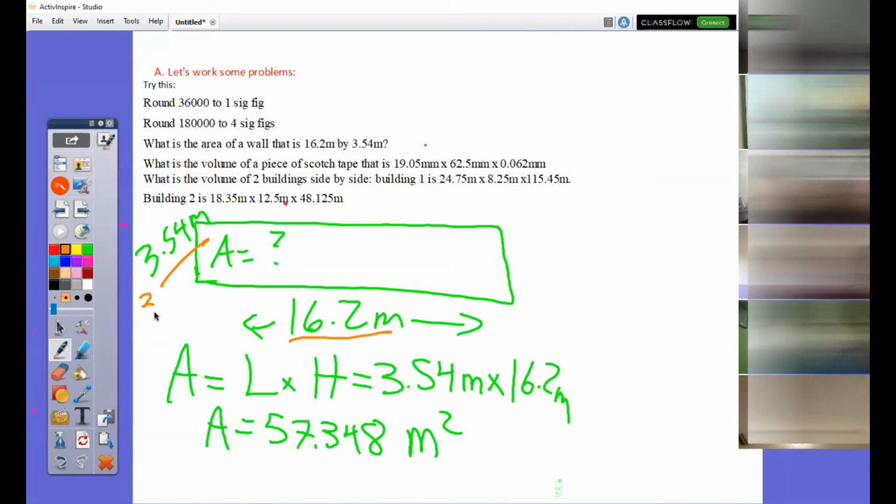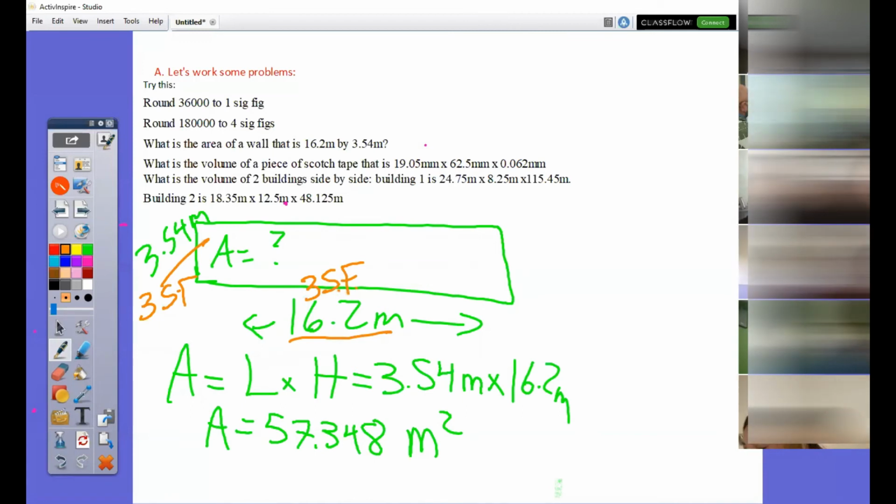So this number has 3 sig figs. The 3 is significant, the 5 significant, the 4 significant. There are no zeros to make a decision about. So 3 sig figs. Here we have 16.2 meters. There are no zeros, so I don't need to ask Pacific or Atlantic. So 1, 2, 3 digits, and they're all non-zero, so they're all significant, 3 sig figs.